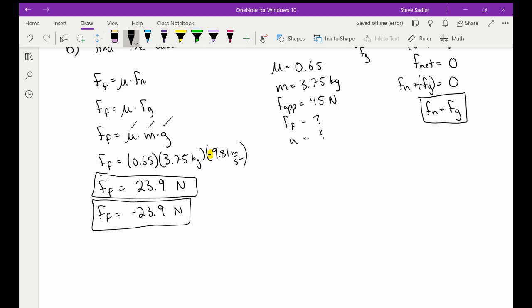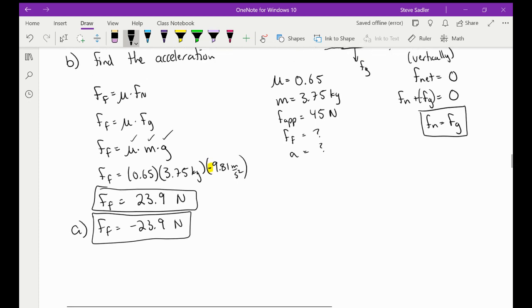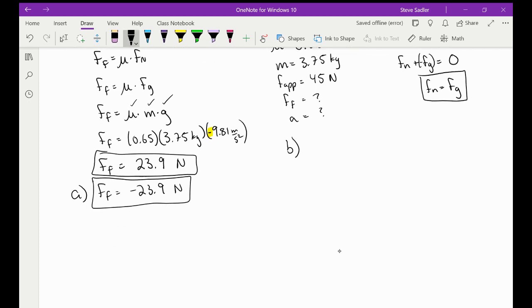But again, direction's an interesting thing because mathematically it will always work out. But if you have the brain to say, okay, well, it's opposing motion or it's going in the negative direction, you don't really have to worry about it till the end. And then you can say it's negative 23.9 because it's going the opposite direction. So that's the answer to A. B says, find the acceleration. Well, so now we can do B.